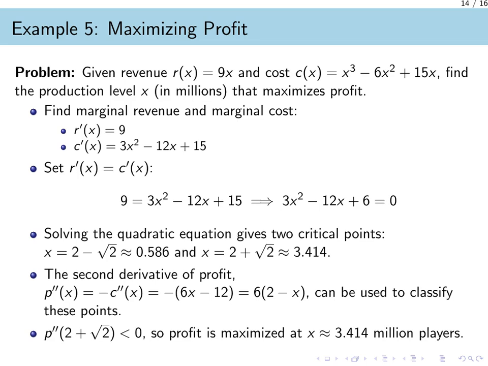The solutions are 2 minus the square root of 2 and 2 plus the square root of 2, which are approximately 0.586 and 3.414. To determine which point maximizes profit, we use the second derivative test. Since the second derivative is negative at the larger value, we can confirm this production level corresponds to a maximum. Therefore, the company should produce about 3.414 million players to achieve the highest possible profit.